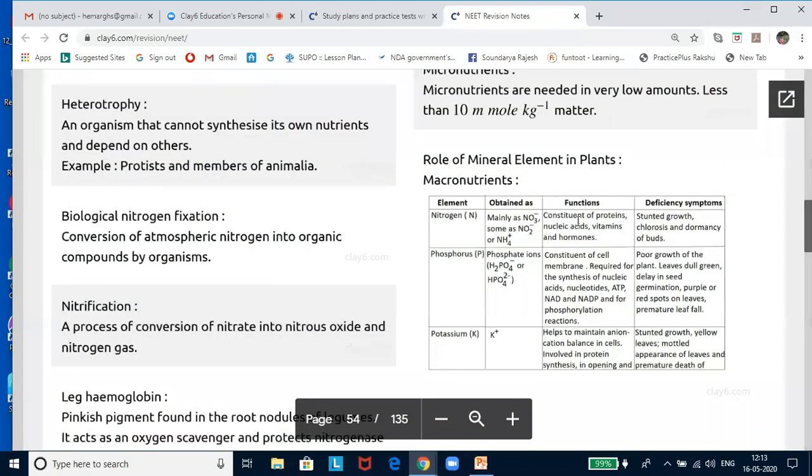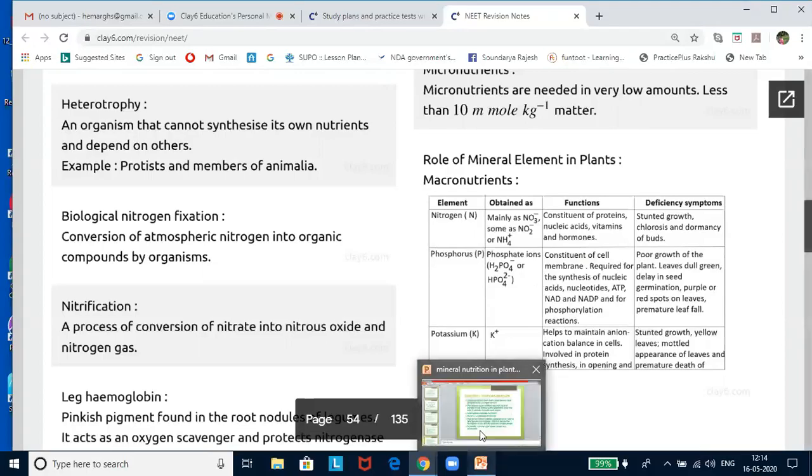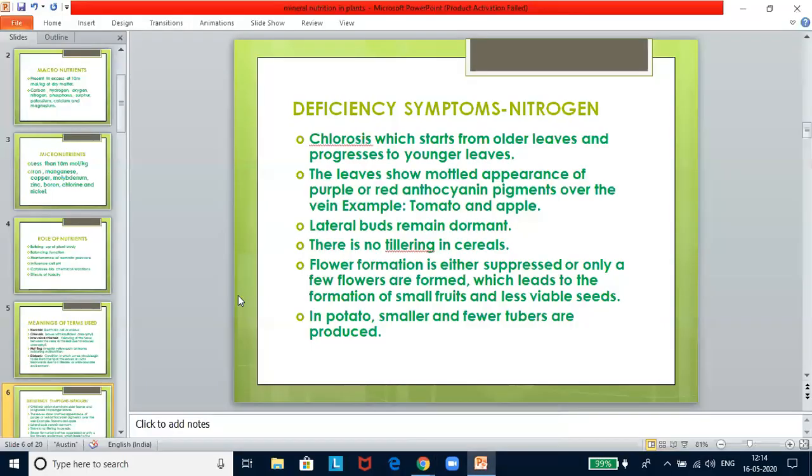Now let us go to the next element, phosphorus. Phosphorus is obtained from the soil in the form of phosphates. It's a component of nucleic acid, phospholipids, ATP, nucleoprotein, NAD, NADP, and a number of coenzymes. Since the young cells are the seat of maximum metabolic activities, maximum phosphorus is found in the meristems, fruits, and seeds.